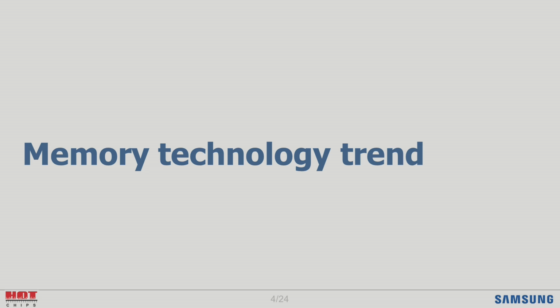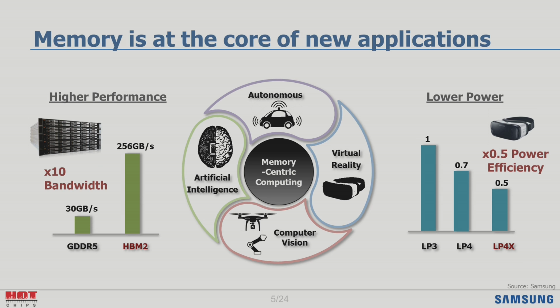Okay, first is the memory technology trend. Recently, we are faced with totally different application new waves compared to the conventional applications. They are artificial intelligence and virtual reality and autonomous driving and computer vision. Some kinds of application require disruptive innovation. In this case, they require 10 times the memory bandwidth, for which HBM2 is the very suitable solution.